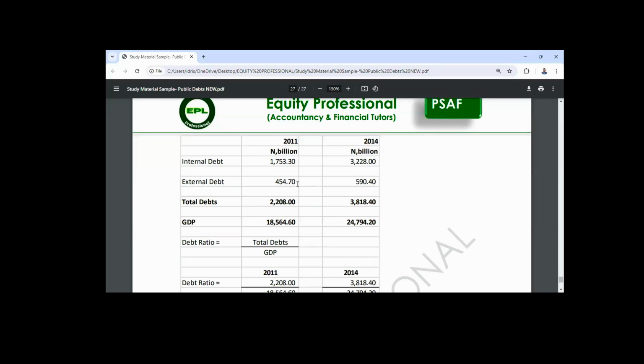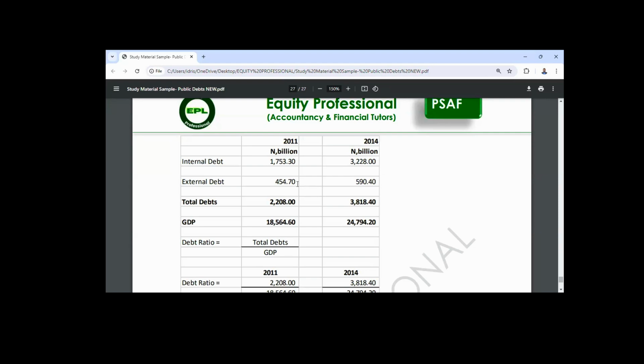External debt in 2011 was 454.70, while for 2014 it was 590.40. Though there is an increase in external debt, it is not a double increase. It's not a significant increase. It's just a marginal increase.